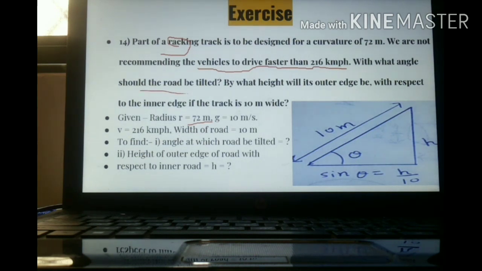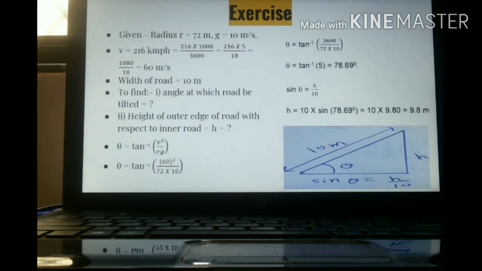With what angle it should be tilted? We have to find out the value of theta, by what angle it should be tilted, and by what angle should the outer edge be with respect to the inner edge. Means by what height it should be raised, that also we have to find out, as well as this value of theta also we have to find out. Okay. So over here, first of all, radius we know, that is 72 meter.